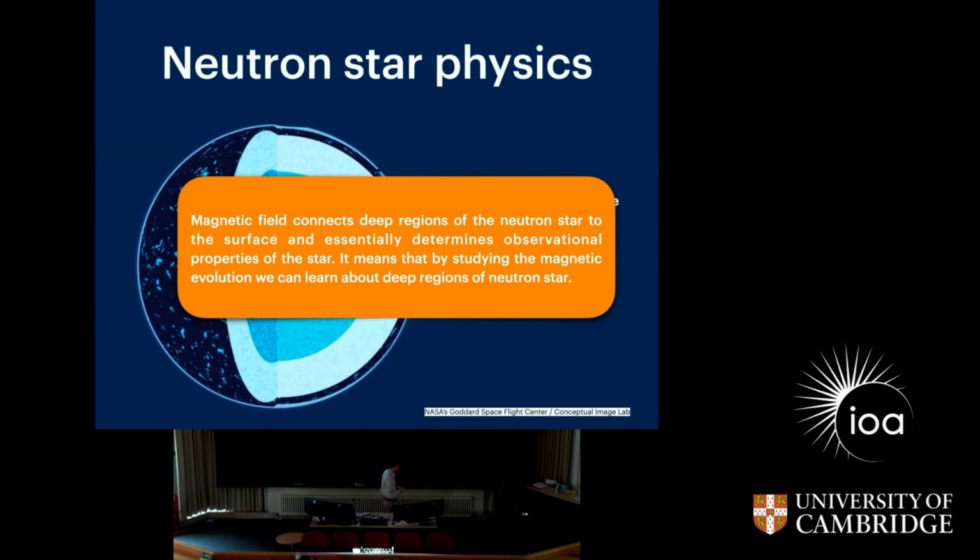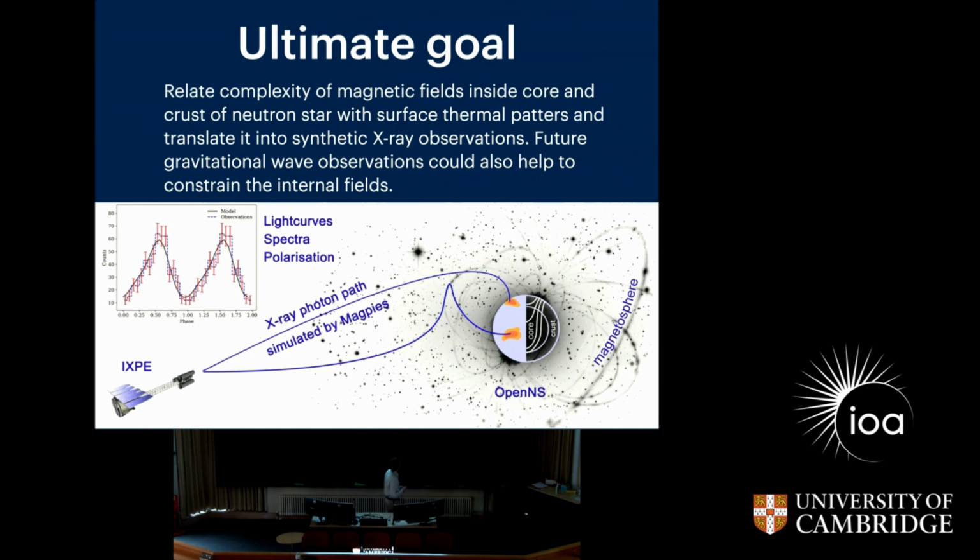But I'm saying that if you have strong magnetic fields, they would connect deeper regions of the neutron star to the surface, and they would produce hot spots at the surface. So using X-ray telescopes and using diversity of the neutron star, you can say something about the structure of the magnetic field and possibly the structure of the neutron star inside. Which is my ultimate goal: to connect structures of magnetic field inside the neutron star core and crust with hot spots and their observations in X-ray, and possibly also with gravitational wave telescopes, because strong magnetic fields are going to deform the neutron star core and crust, and so neutron stars start emitting gravitational waves.